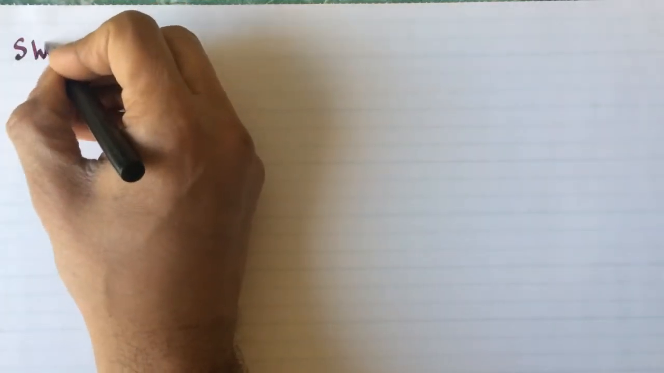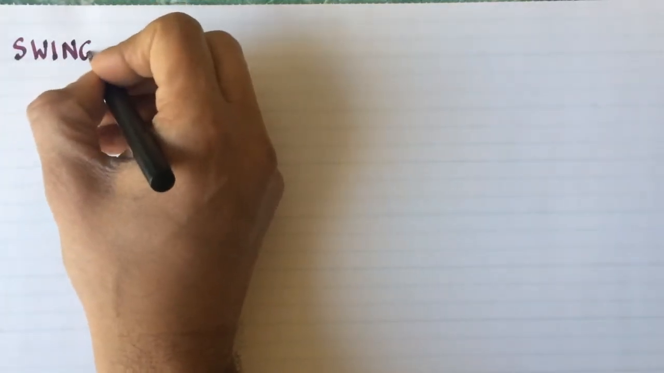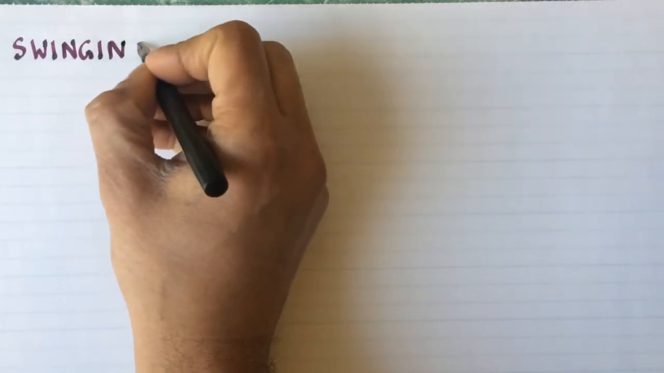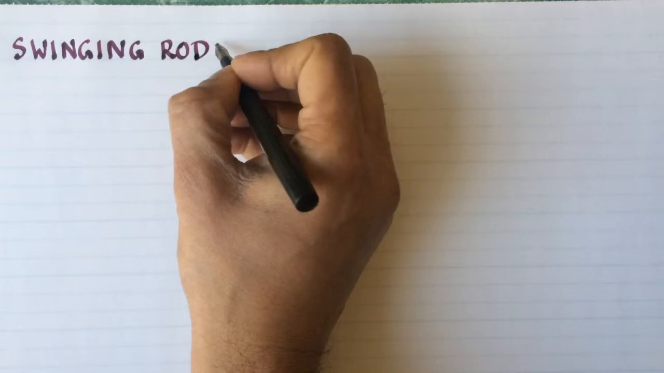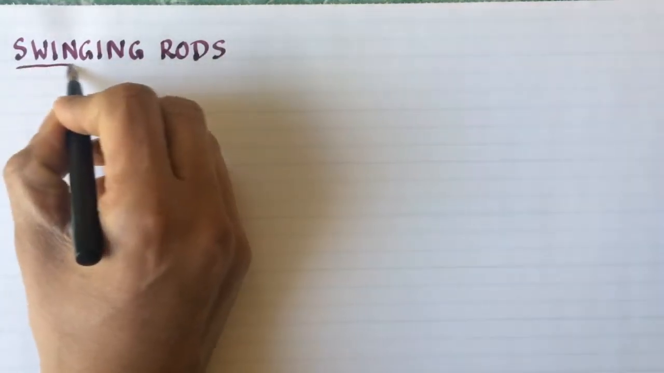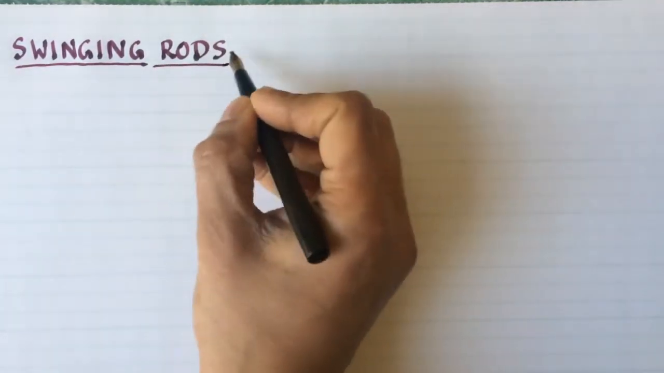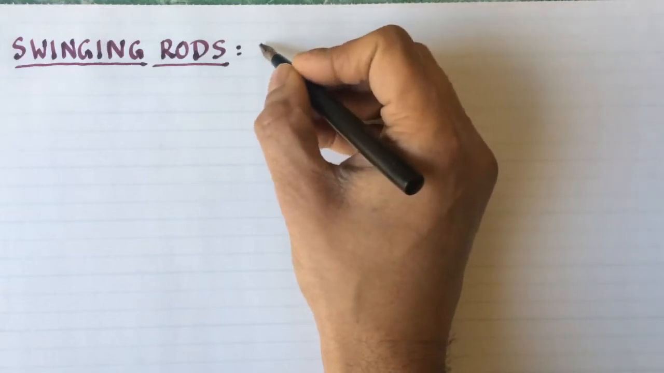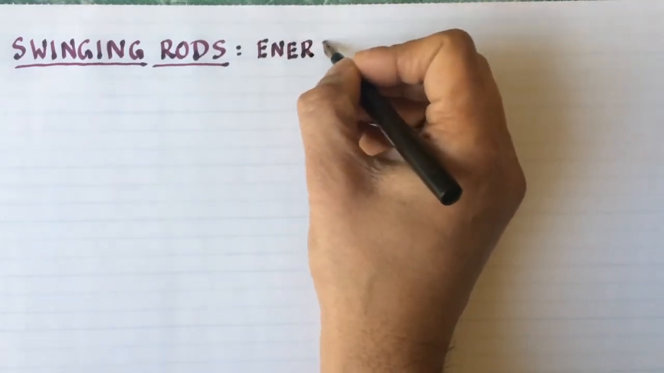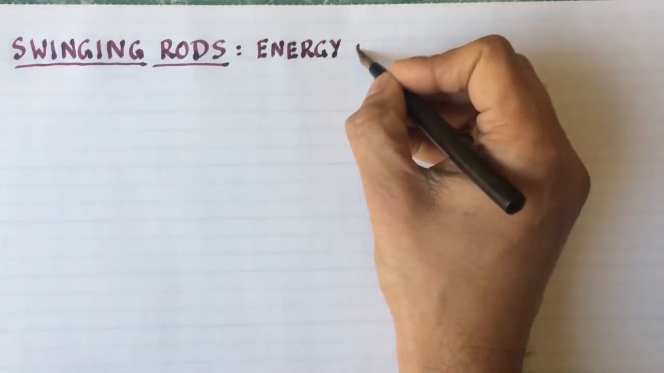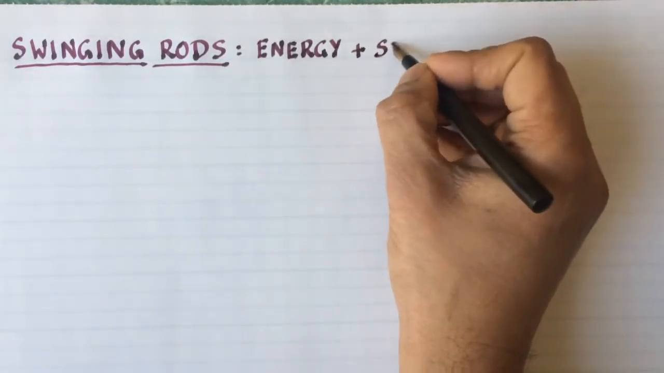Class. Today I'll be talking about swinging rods. You may think of this as an application of all the ideas that we have so far considered. And I'm mainly thinking about things like energy and Newton's second law.